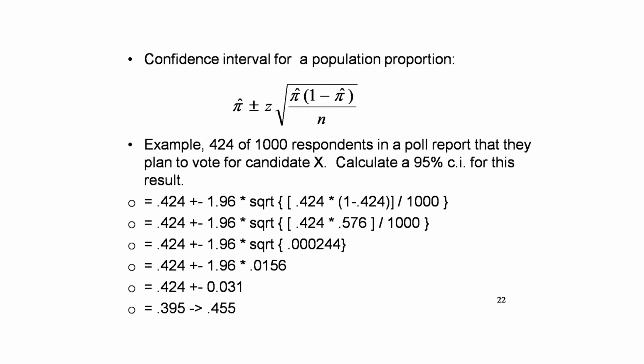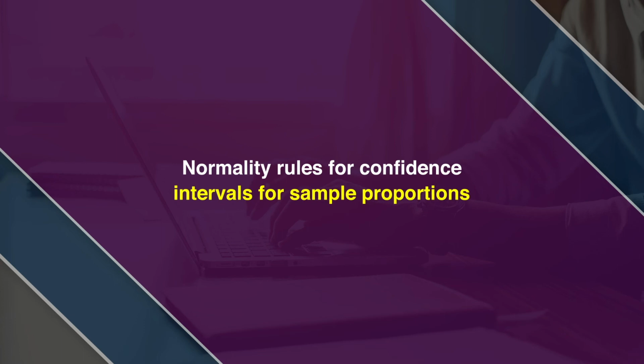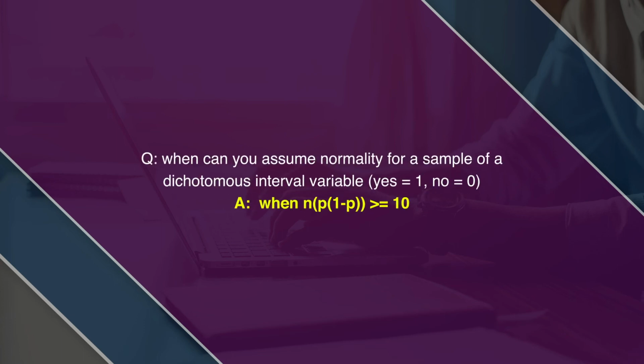So if we take the example of 424 of 1000 respondents in a poll who say they plan to vote for candidate X, calculate a 95% interval for this result. The confidence interval for this result is 0.424 plus or minus 1.96 multiplied by the square root of 0.424 times (1 minus 0.424) divided by 1000. If we calculate, we get a lower figure of 0.395, which is greater than or equal to 0.455.